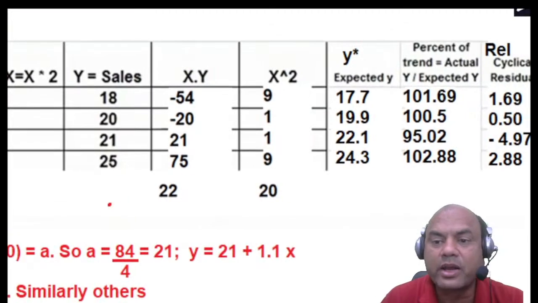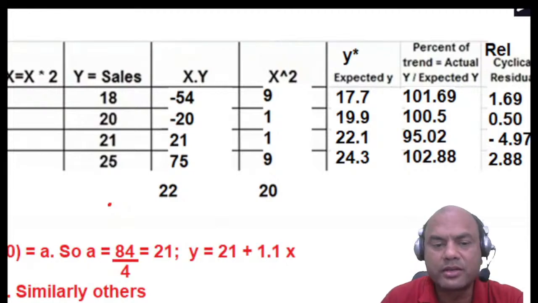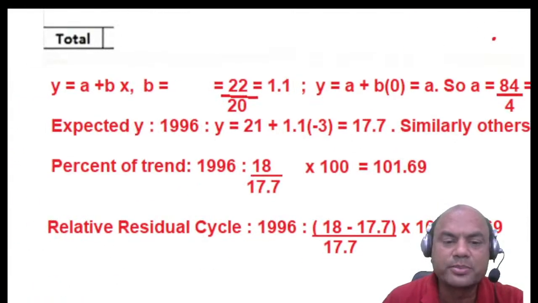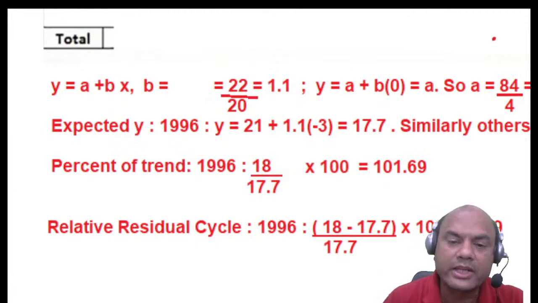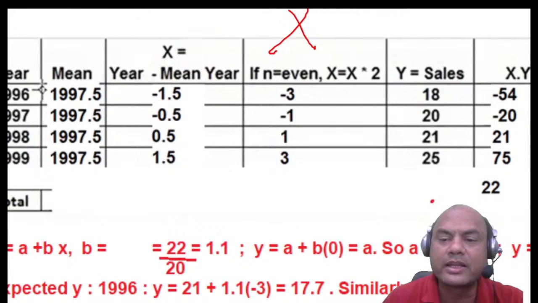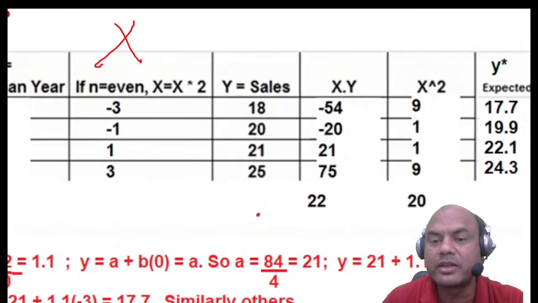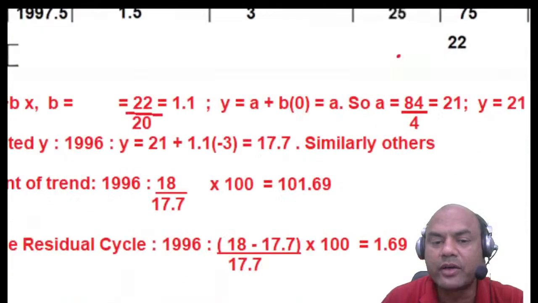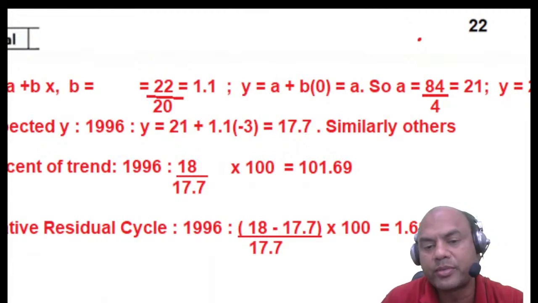Now percent of trend. How do I find this percent of trend? What was the formula given? Actual y upon y star. So do it again over here. See this, percent of trend. For 96 I have found it out. What is the actual y? Actual y for 96 is 18. And what is the estimated value? Y is 17.7. So I have done this over here. 18 upon 17.7, actual y upon estimated y into 100. So I am getting this 101.69.